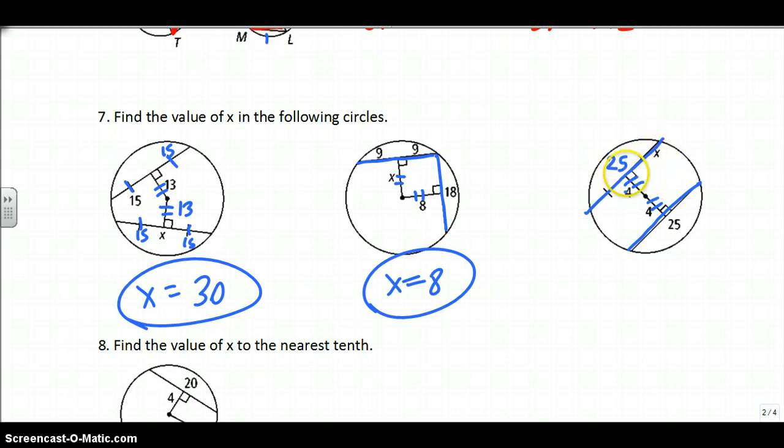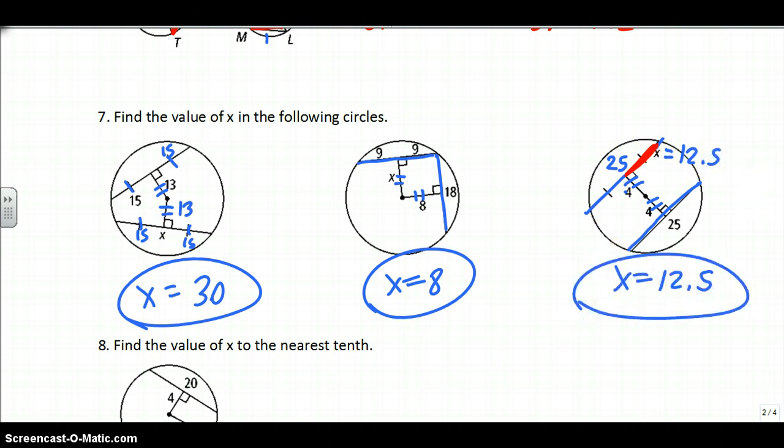Okay? X appears to be just one piece of that. So we have to do a little math. You have to take half of 25, which is just 12.5. X ends up being 12.5. Whew, we divided by 2. Oh, man.